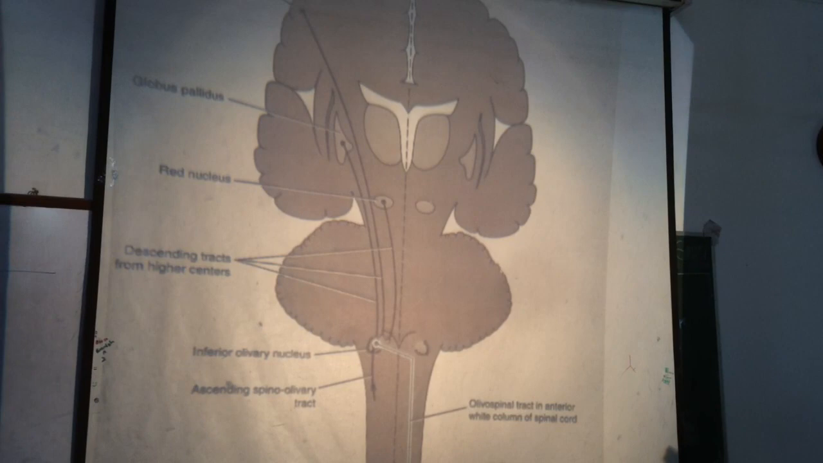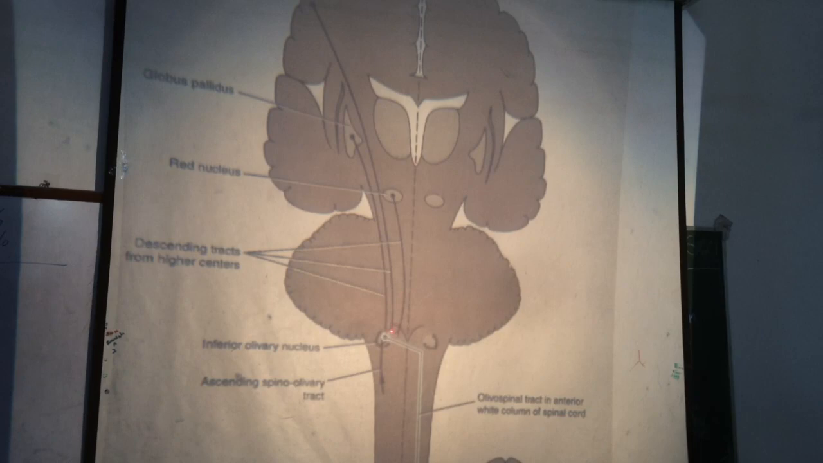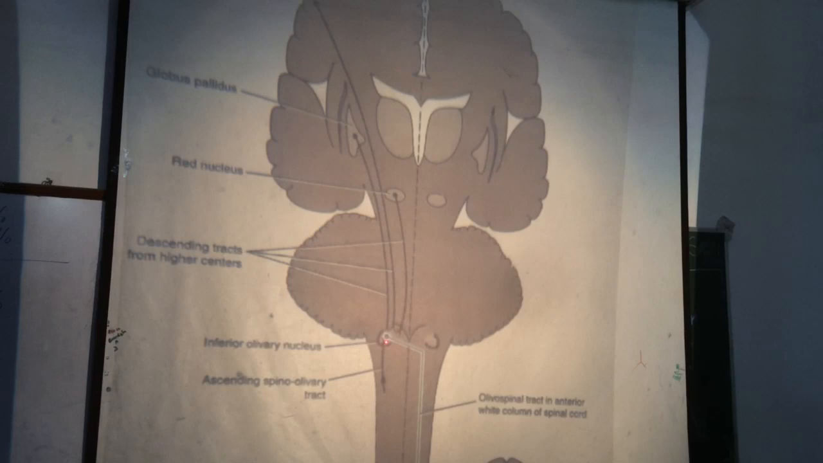These descend through the pons and medulla, and then enter the anterior white column of the spinal cord. And these terminate onto the motor neurons in the anterior gray column of the spinal cord.